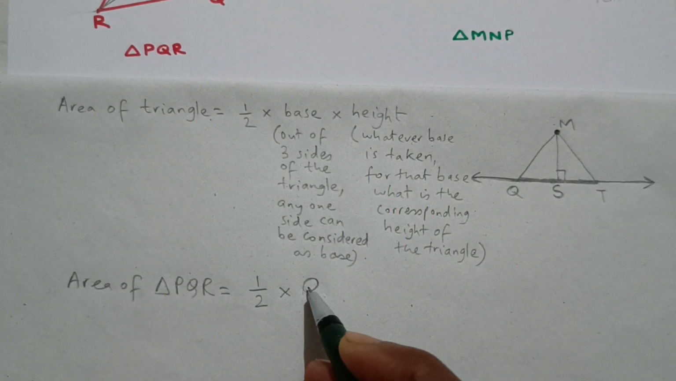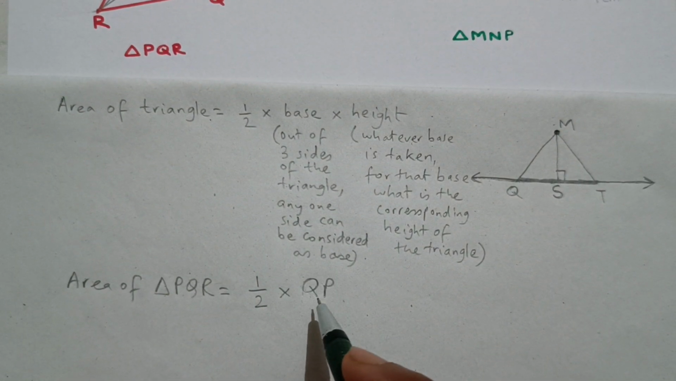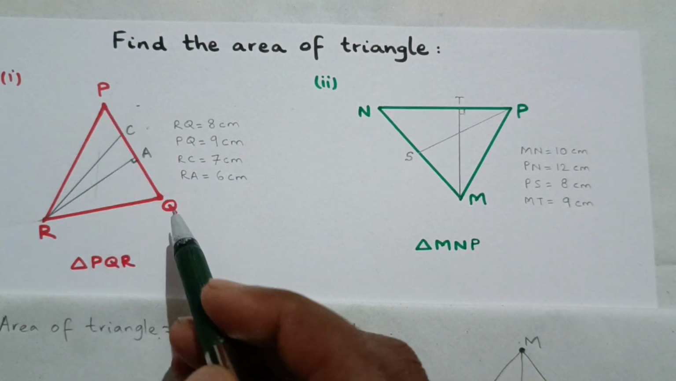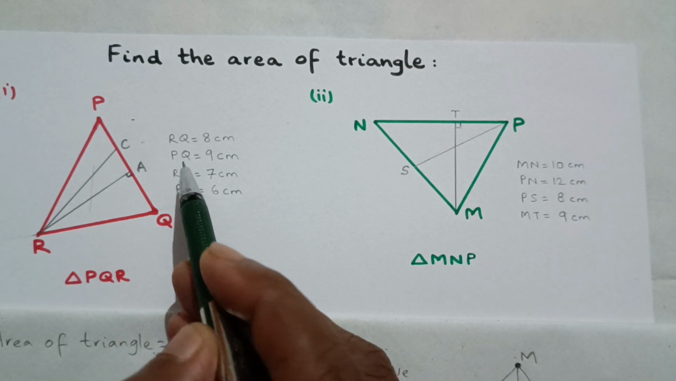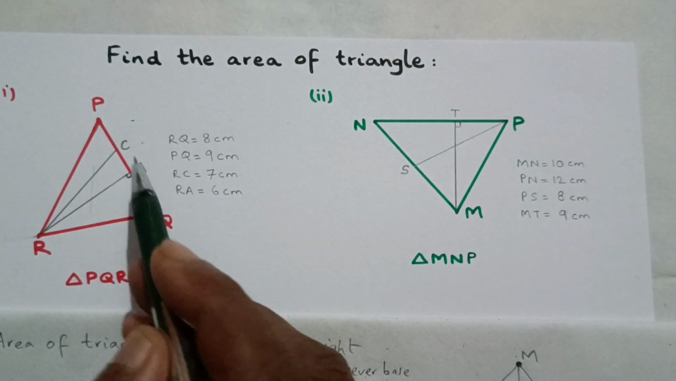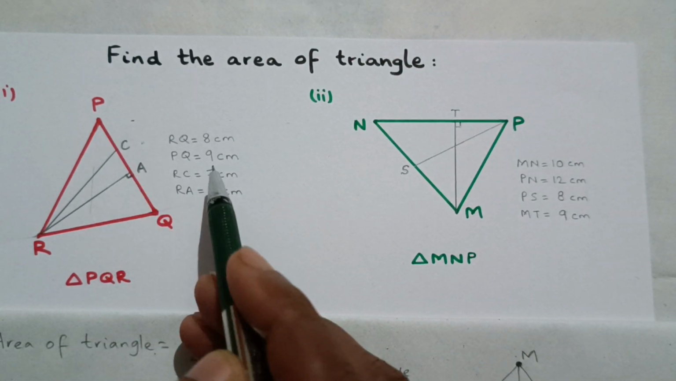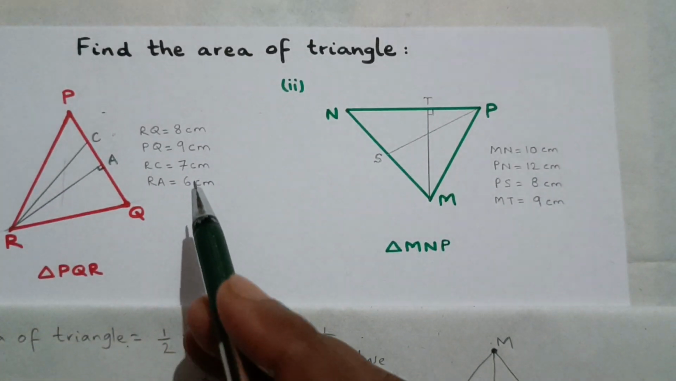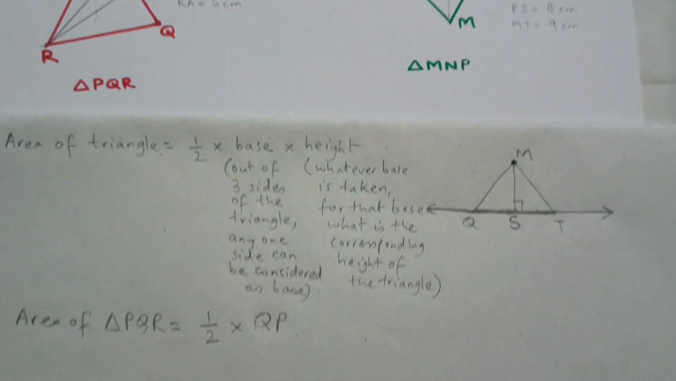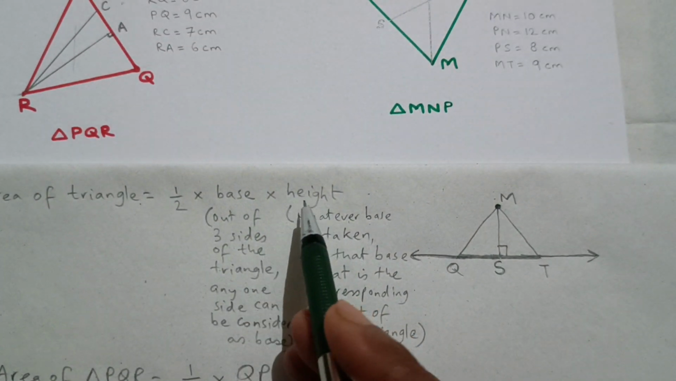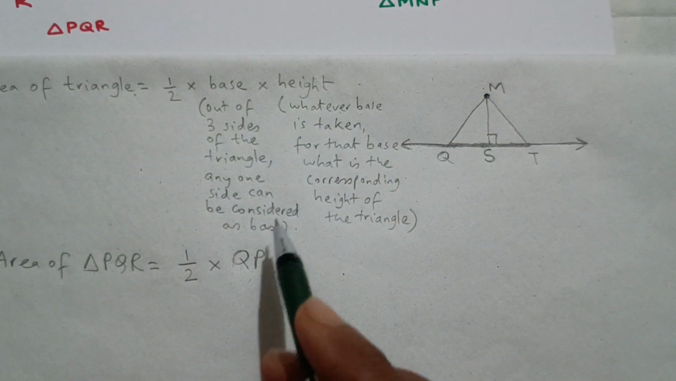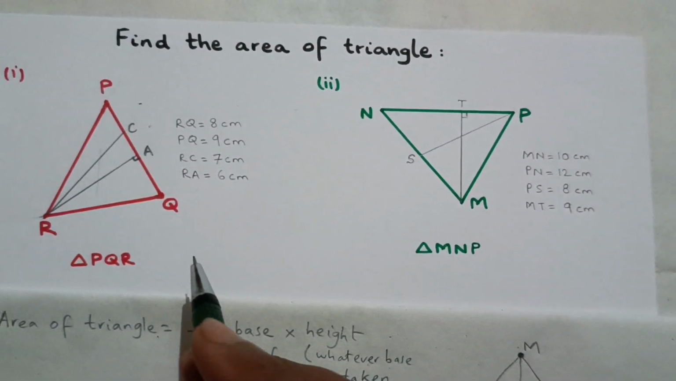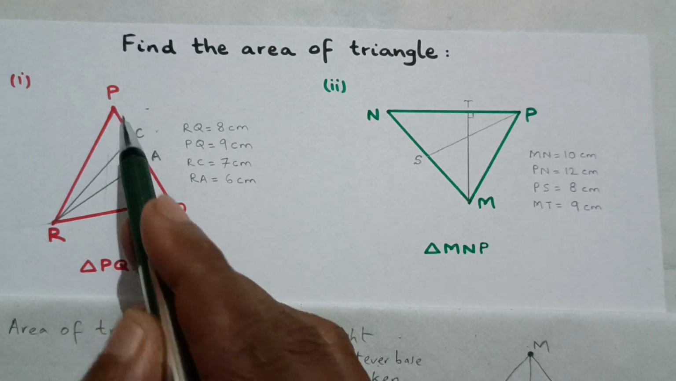So half into QP. Now let me first see whether the measure of QP is given to us or not. PQ is 9 centimeter. So side QP, its measure is given to us. So I can take QP as the base because the value of QP is given to us. QP is 9 centimeter. Now let us find the corresponding height for the base QP.